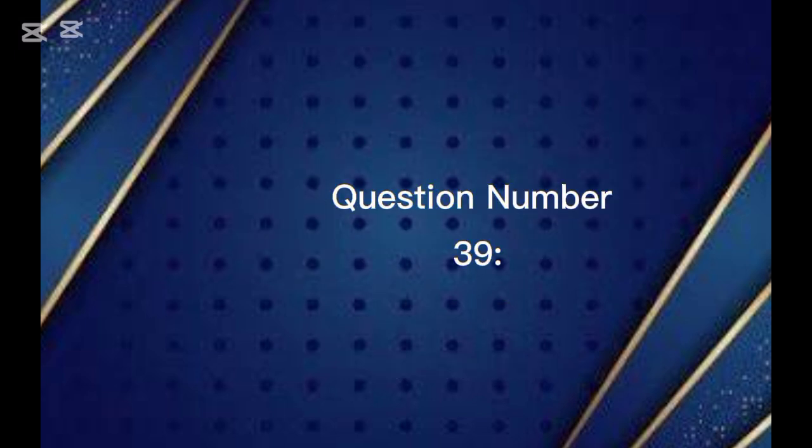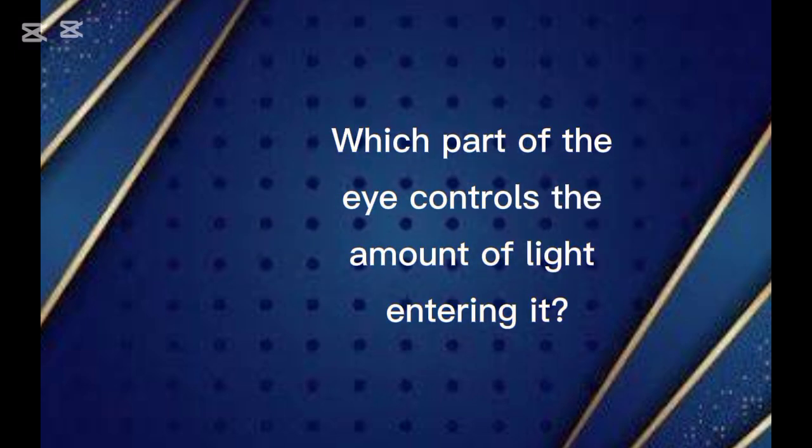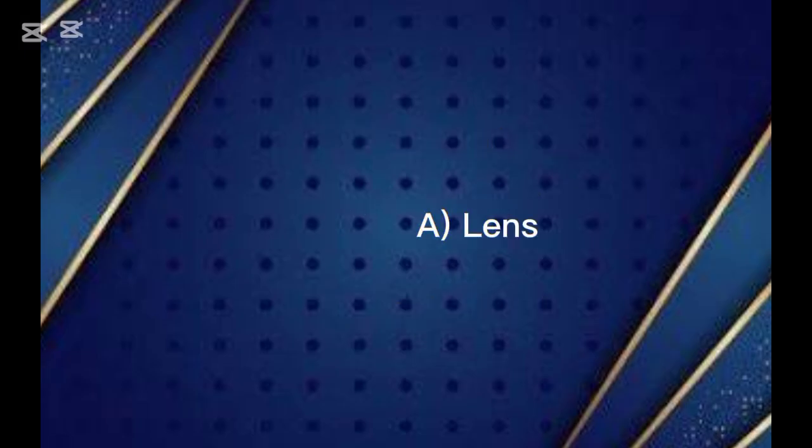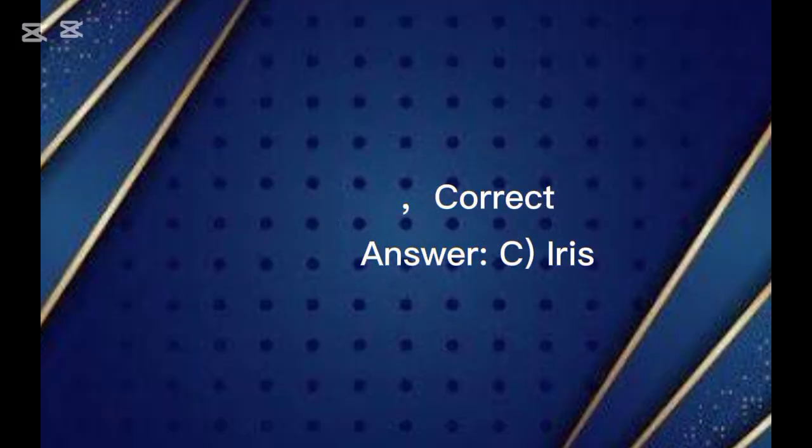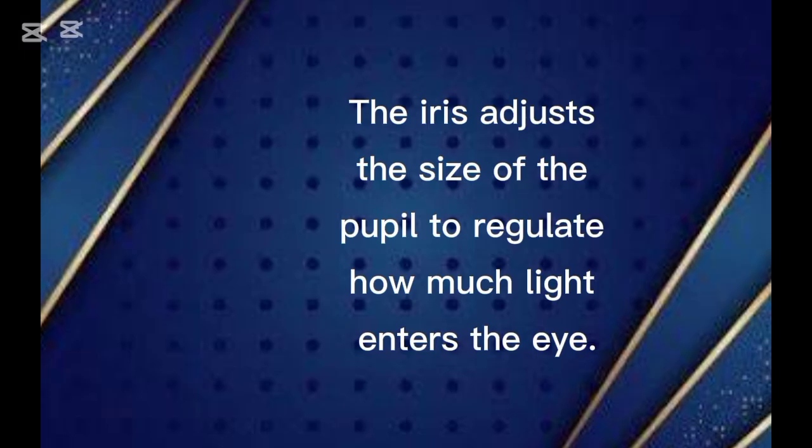Question number 39. Which part of the eye controls the amount of light entering it? A. Lens, B. Retina, C. Iris, D. Cornea. Correct answer, C. Iris. Explanation: The iris adjusts the size of the pupil to regulate how much light enters the eye.